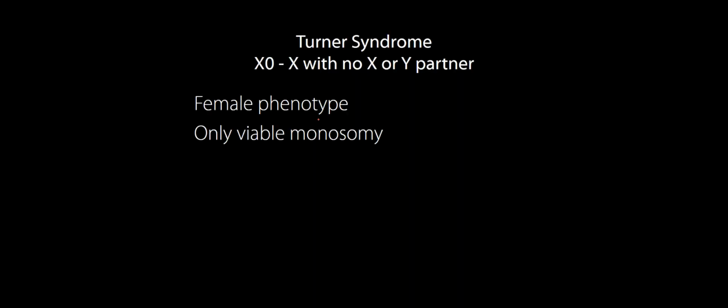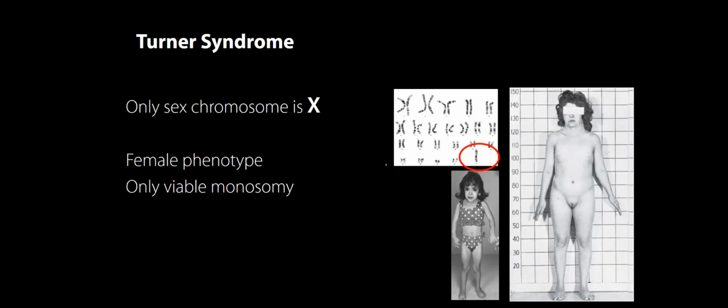Then lastly, there's Turner syndrome. Turner syndrome is characterized by just having a single X chromosome. The phenotype of these individuals is female, and it just so happens this is the only viable monosomy. And what that means is this is the only genetic condition in which there is a single chromosome of the homologous pair where the zygote can develop relatively normally into a full-fledged adult and be fertile and have a viable life.